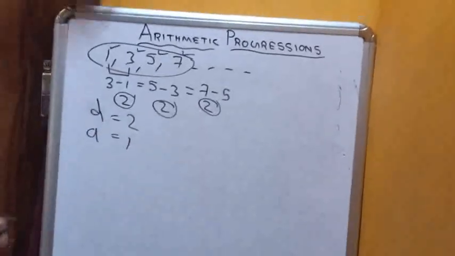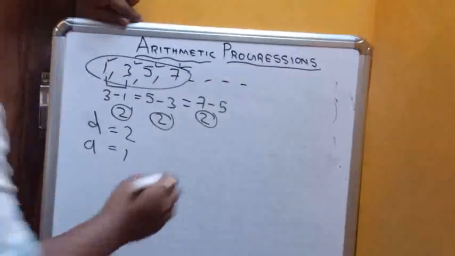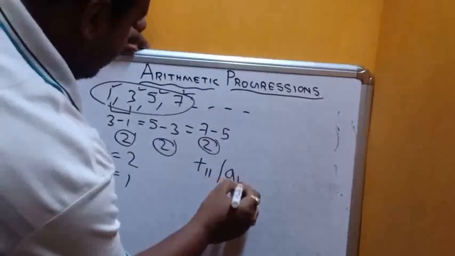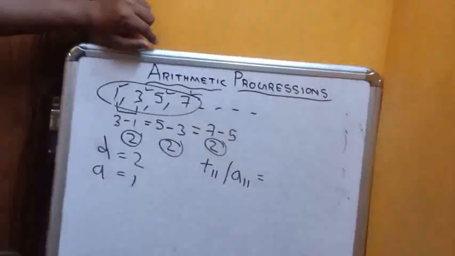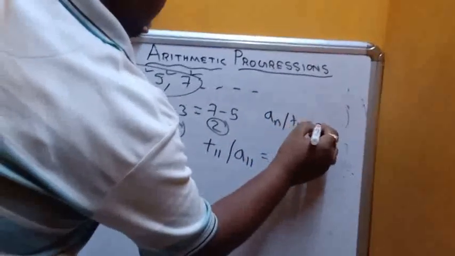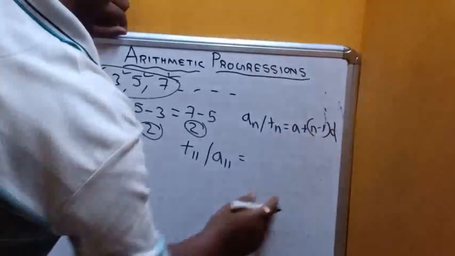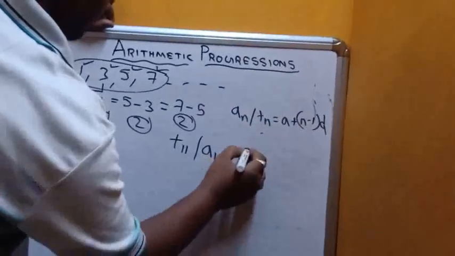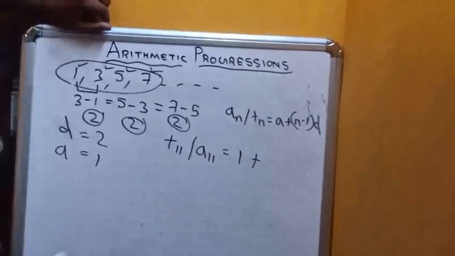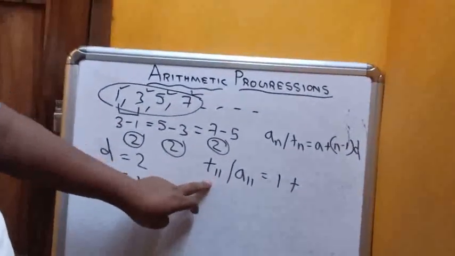A equals 1. If in this question he tells you to find the 11th term, T11, or you can write A11, what formula do you have to use? I told you, An or Tn equals A plus n minus 1 into D. A equals how much? You know that A equals 1. N equals how much? Whichever term is being asked, that is n. I am asking for the 11th term.